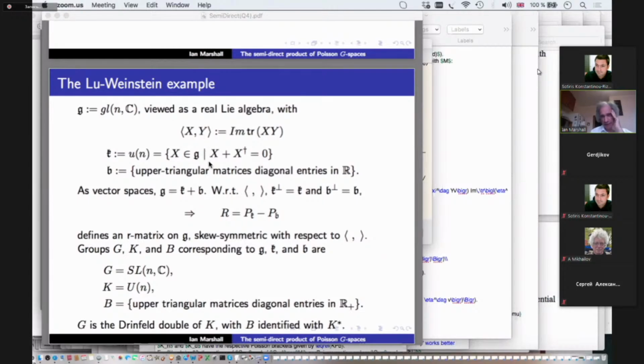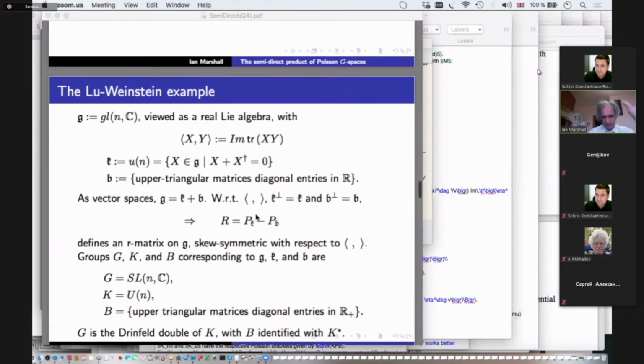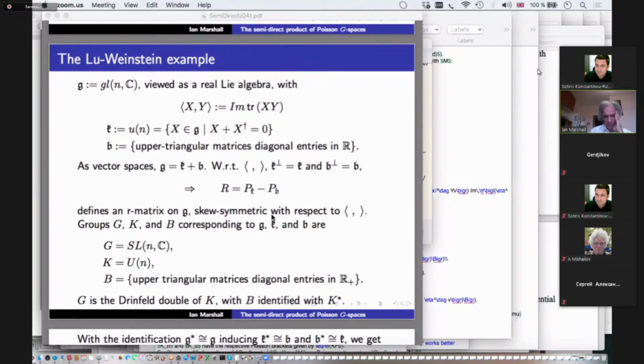And with respect to this pairing, the annihilator of K is K and the annihilator of B is B. And that means that if I define this linear map to be the projection onto K minus the projection onto B, this will be an R matrix on G. It's a difference of projections which was discussed at least implicitly just now. And it is skew symmetric because of this. And so it's going to be possible to construct, using the Sklyanin formula, a Poisson bracket on the group. So this should actually be G. That slipped in as an S, and that's not very good, but never mind, that should be GL(n,C).